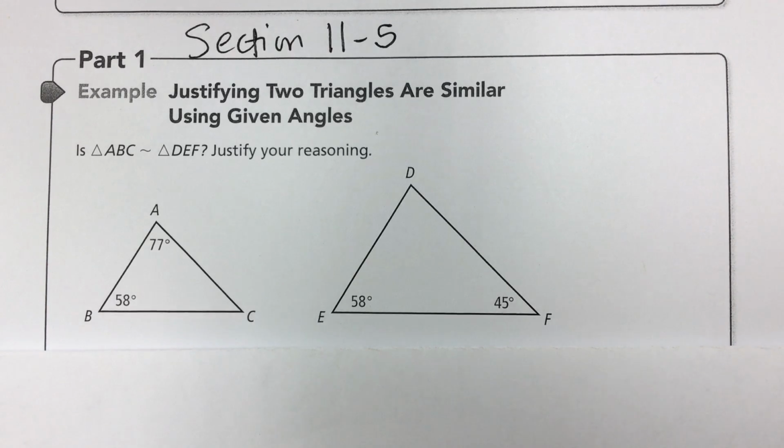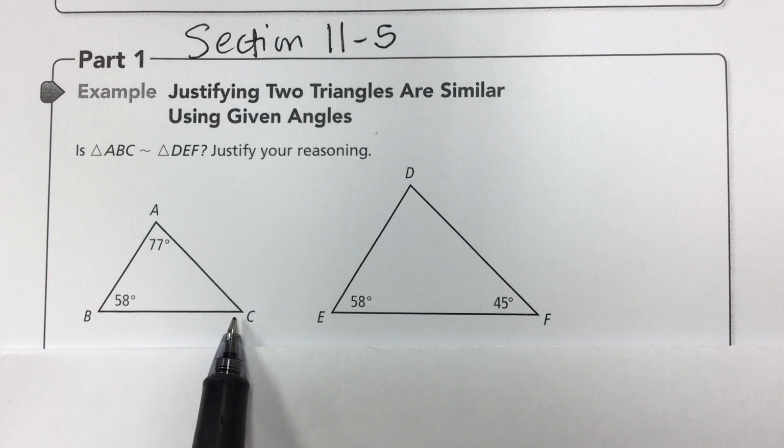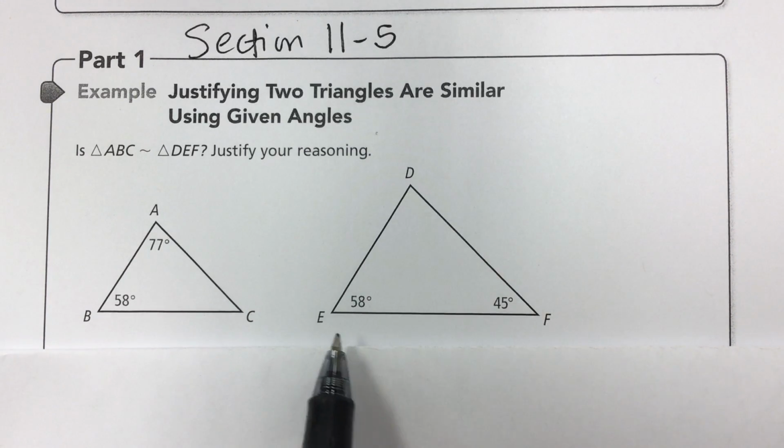Section 11-5, Part 1. Justifying two triangles are similar using given angles. The question is: is triangle ABC similar to triangle DEF?